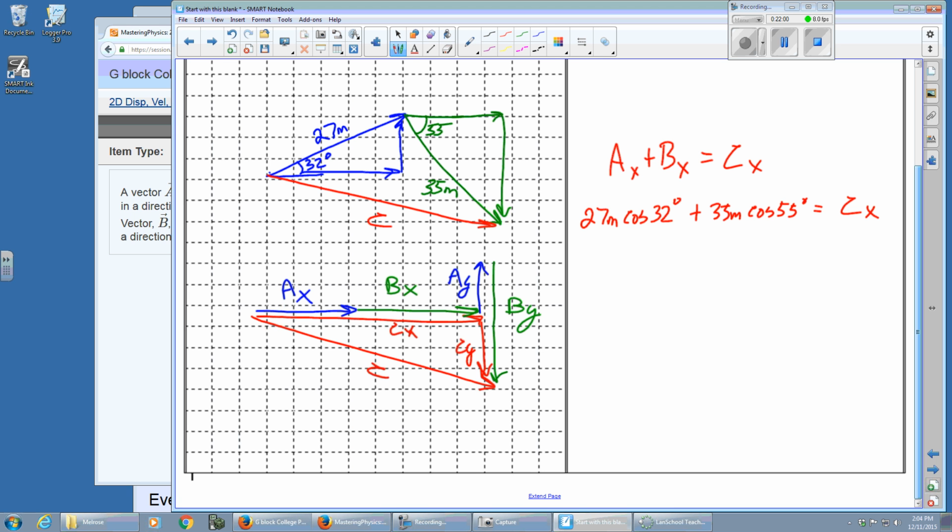Then to figure out CY, BY is bigger. So BY minus AY will equal CY. BY would be 35 meters sine 55 degrees minus 27 meters sine 32 degrees equals CY.